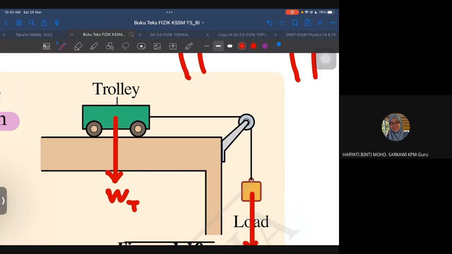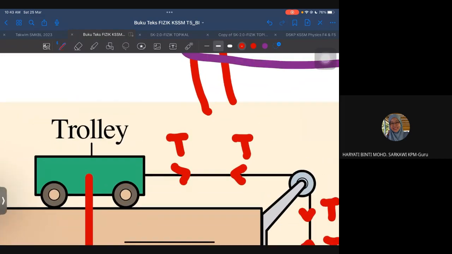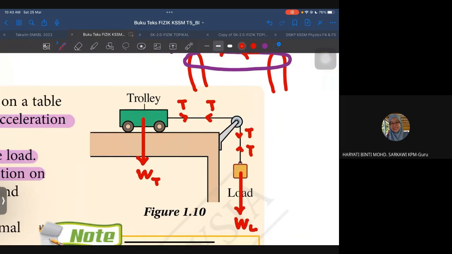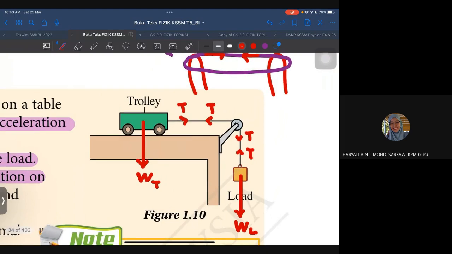There are two directions here. So there will be tension like this. This is tension. This is also tension. And then here also you will feel it like this, pulling like this and like this. This is tension. This is also tension. If you zoom in like that, it looks like this. But if we zoom out, we will neglect this, to make it easier for you to draw the diagram.